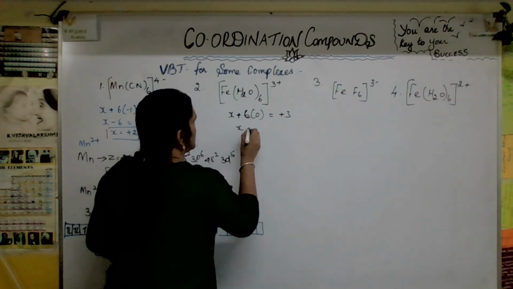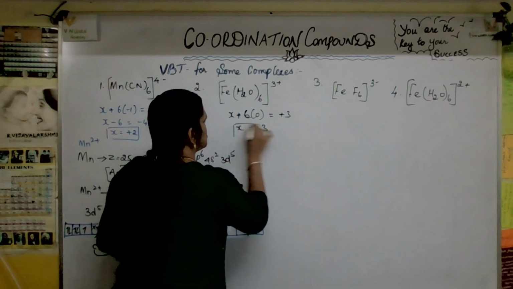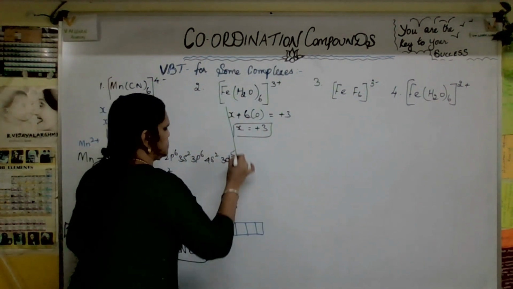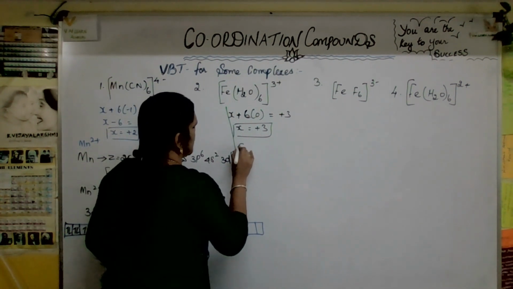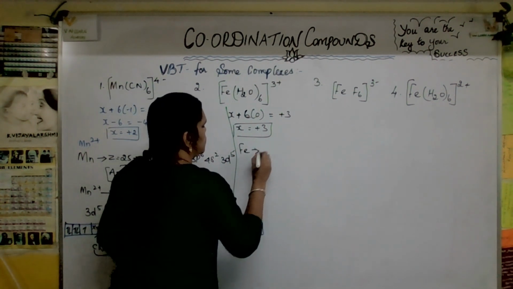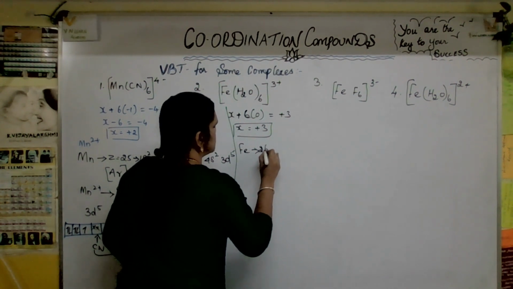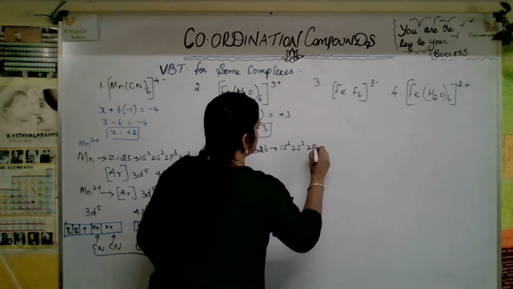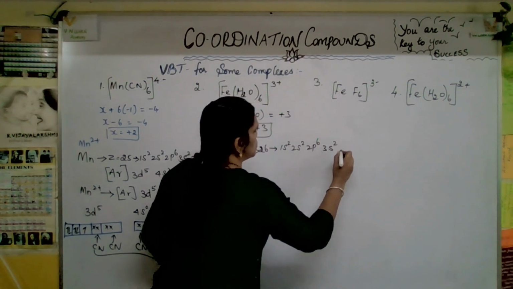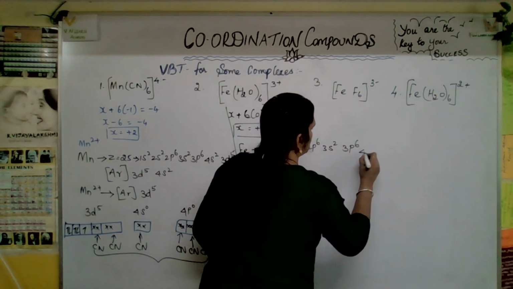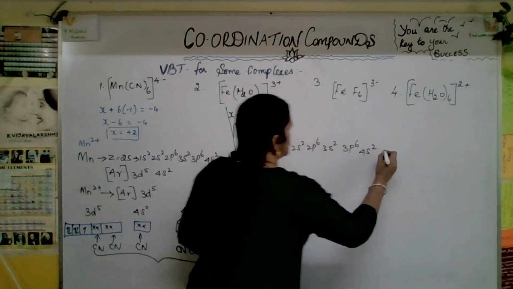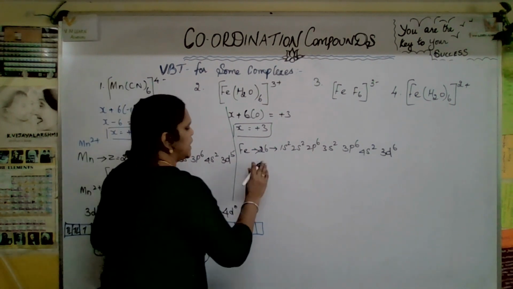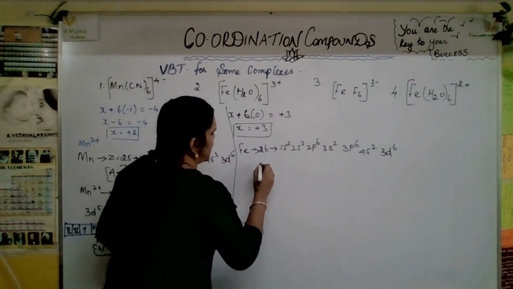Now X equal to plus 3 oxidation state only. Now electronic configuration. So electronic configuration of Fe, atomic number 26, so 1s2, 2s2, 2p6, 3s2, 3p6, 4s2, 3d6.